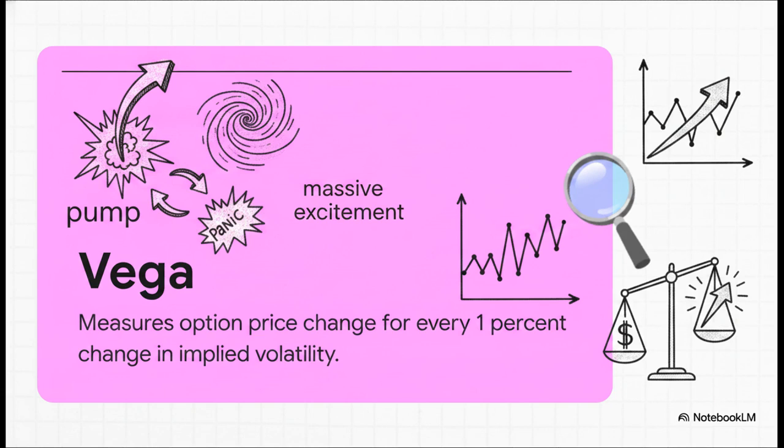Mathematically speaking, Vega measures the exact amount an option price changes for every 1% change in that implied volatility. Market makers monitor Vega like hawks. Why? Because it measures their direct risk exposure to sudden, large panics or massive surges of excitement in the market that aggressively pump up option premiums. And this happens completely regardless of what the underlying stock price is actually doing at that moment.